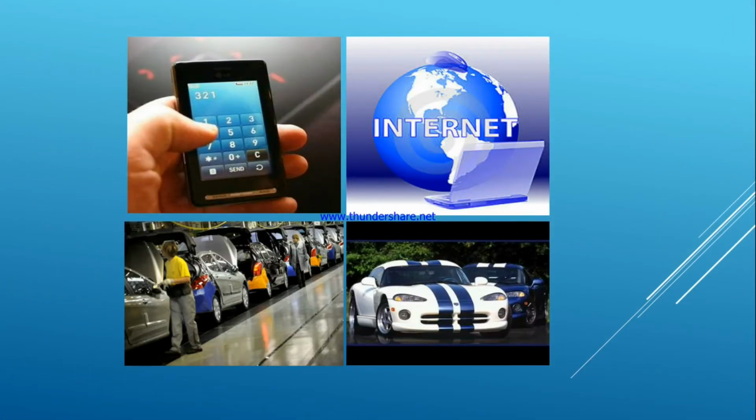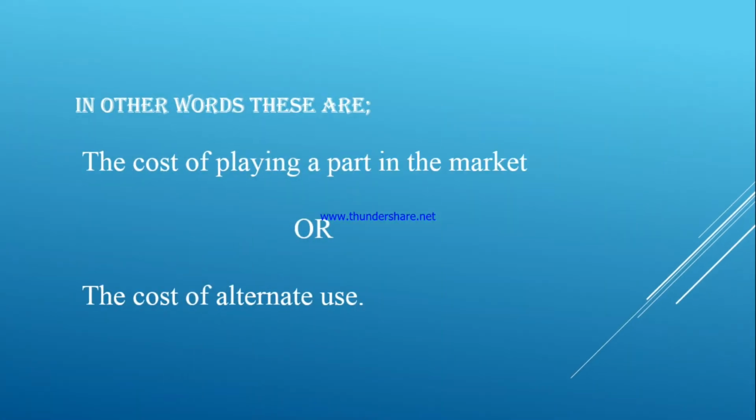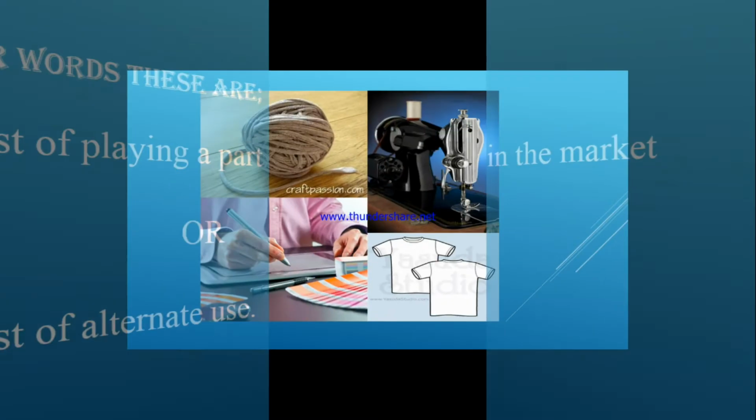For example, the charges for communication such as telephone and internet, or the fees charged for legal services, or the costs for producing and maintaining the car. In other words, these are the cost of playing a part in the market or the cost of alternate use. Now the transaction cost is the cost of alternate use. Let me explain it with the help of an example.